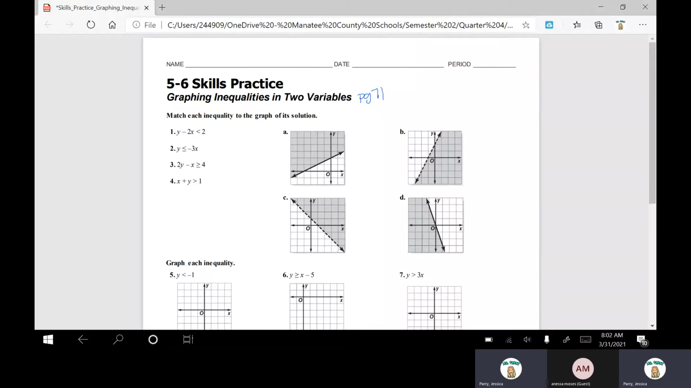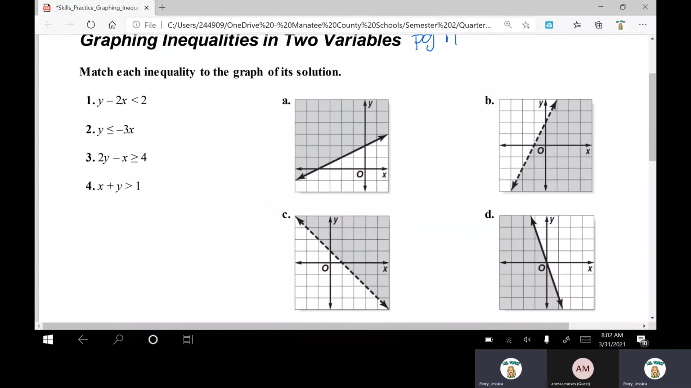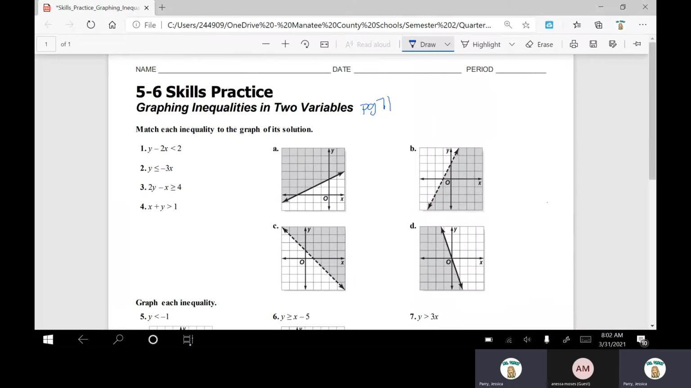So your first section here, for numbers 1 through 4, it says match each inequality to the graph of its solution. I'm going to help you guys out with these here. So when you're graphing, you want all of your equations first to be written in slope-intercept format.